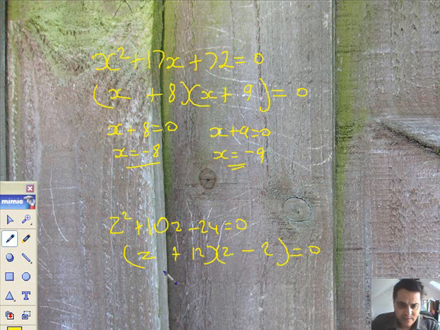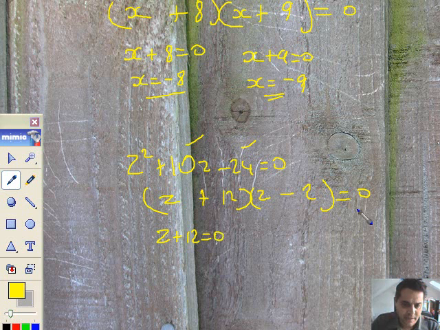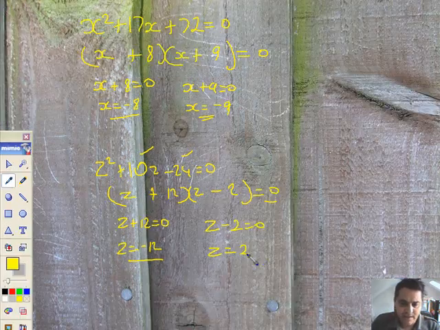Let's check it. Z squared minus 2z plus 12z is 10z, and 12 times minus 2 is minus 24. So I've got z plus 12 is 0, there it is. So z is going to be minus 12, and z minus 2 equals 0, and z equals 2. You can see why I don't like z's, they look like 2's.